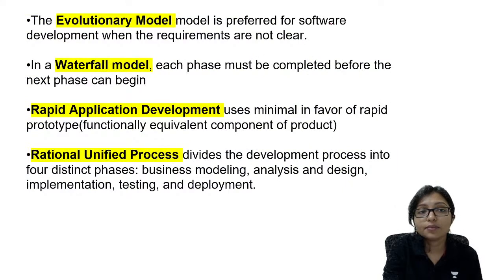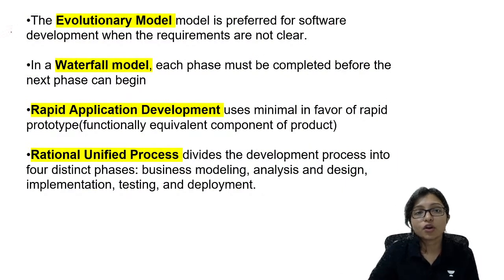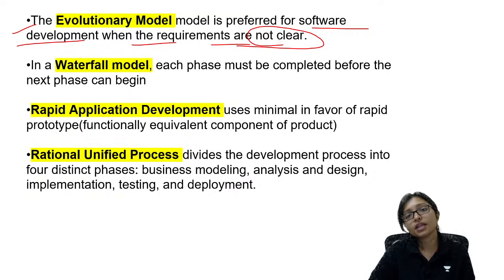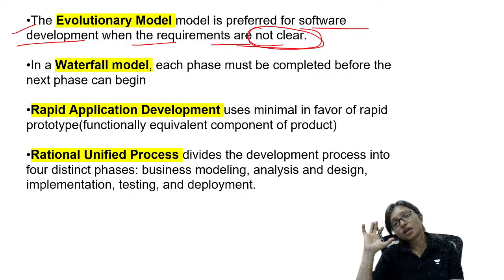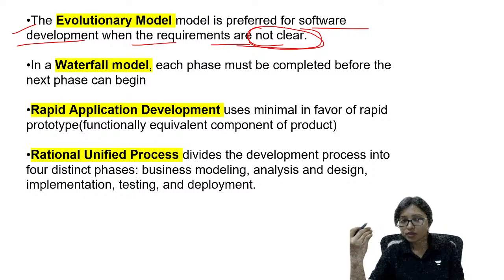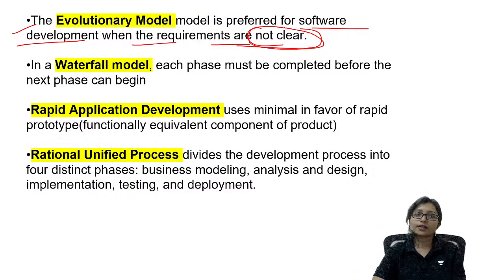So now tell me, here you can see the evolutionary model. The evolutionary model is preferred for software development when requirements are not clear. Mainly we go for it because the requirement is not clear. So incrementally, part by part we will do. We will show the customer and ask whether it is clear or not. If the customer is satisfied, then we will go for the next increment. Like this, the evolutionary model works.